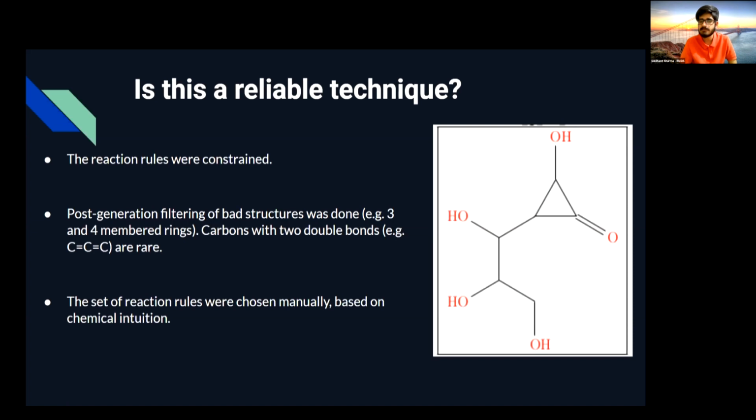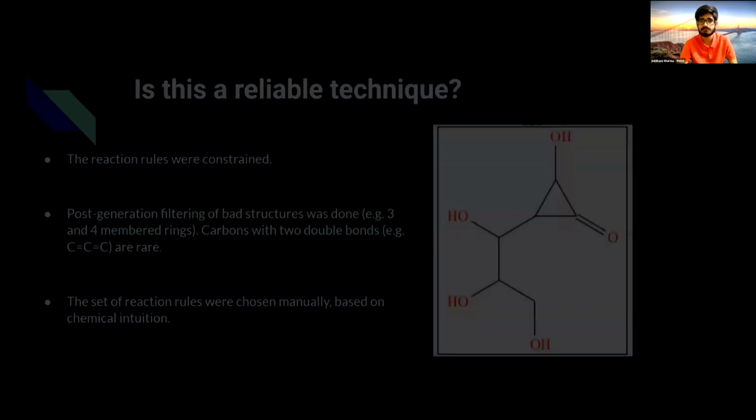Post-generation filtering was done, as I was mentioning, about bad structures in organic chemistry, carbons with two double bonds, and which have 3 or 4 members, which are really unstable. If you compare it with carbohydrate chemistry of glucose and formose, they were neglected and left out so as to maintain generation diversity to further calculate the autocatalytic cycles that I will be talking about.